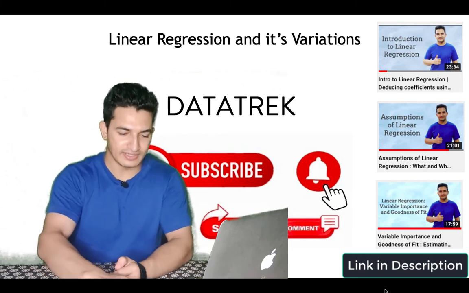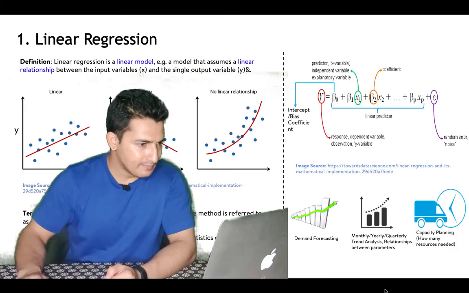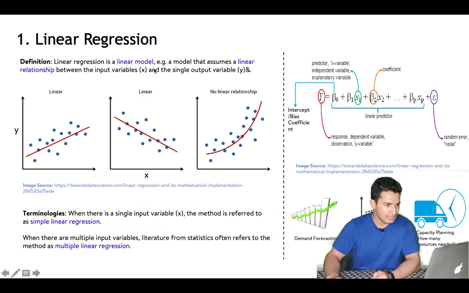So let's get started. A quick recap: linear regression is a linear model and it assumes that there is a linear relationship between the input variable x and the output variable y. Like in the first two plots, as x increases, y either increases or decreases, but in a linear fashion. But in the third plot, the relationship between y and x is non-linear, and linear regression is only capable of modeling linear relationships.